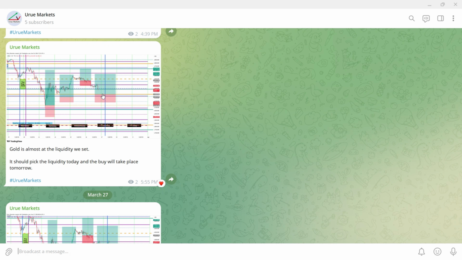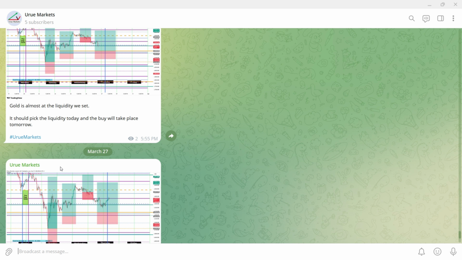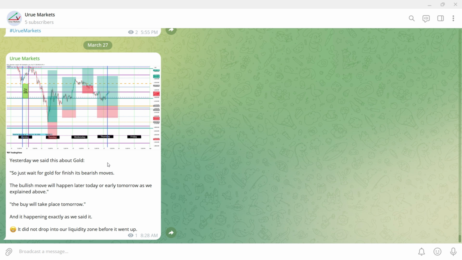This was the buy that we expected for gold. All right, and it is happening exactly. Just go through this channel, look at the trail. Yesterday we said this about gold. We quoted what we said yesterday, and it is happening exactly as we said. It did not drop into our liquidity zone, but it went up, and it is still going up.